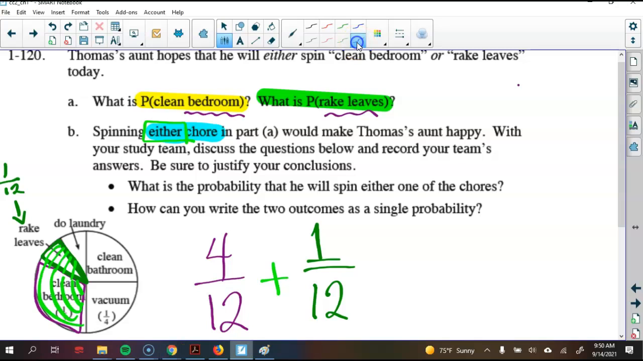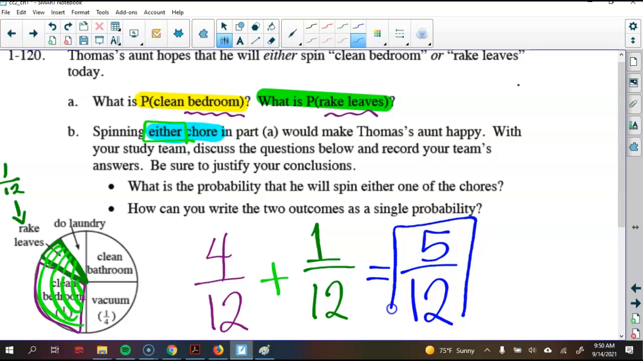Who wants to do chores? Actually, I like doing chores. Makes me feel good, getting things done. So what do I get now? How many 12s? 5. We get 5 12s.